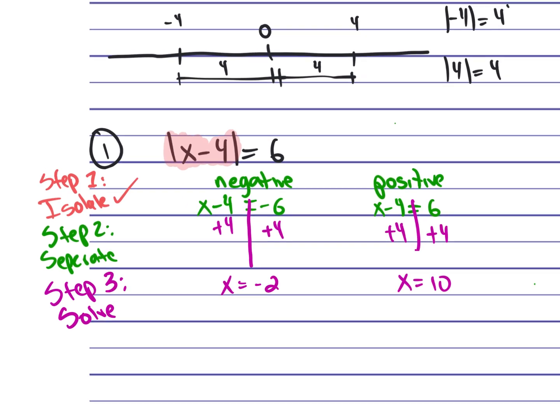Now, to graph my answer, I'll have to sketch a number line, and I have a -2 on the left side, a +10 on the right side, and that's my answer.